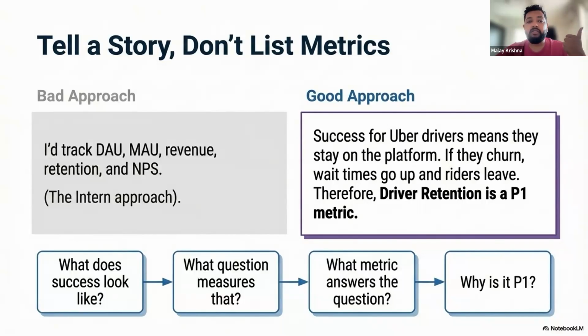What does success look like? First, talk about that. What kind of questions can I ask to measure success? What is the metric that answers the question that I asked to measure success? And then why is this the most important metric? And what happens if it goes wrong? Or why is it a P1? If you follow this flow, your metrics will always tell a very good story, right? Your stories are always going to be very crisp and the interviewers will remember it, right?